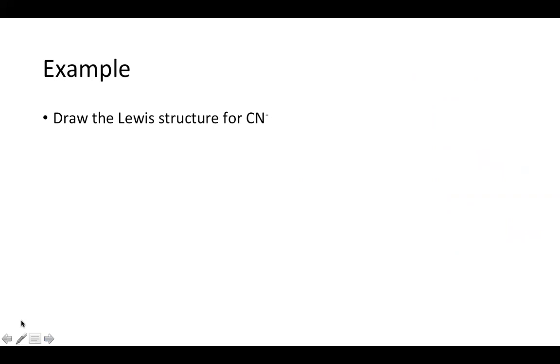All right, so this time let's look at an ion. Okay, so step 1, draw the skeletal structure. There's just 2 atoms, so we're going to put them right side by side. All right, step 2, count the total number of valence electrons. Carbon has 4, nitrogen has 5, and in this case we have a charge of -1. That -1 tells us that this compound, well, it's actually an ion now, has an extra valence electron. So we're going to add on 1 more electron to account for that minus charge. So in total, we have 10 valence electrons.